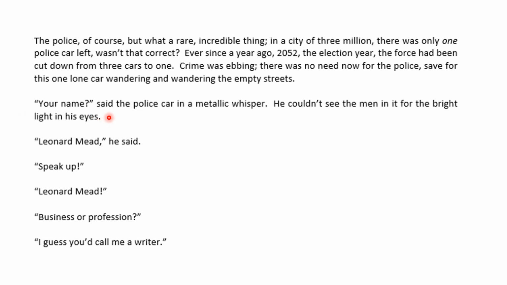So, in this dystopian futuristic place, the policemen haven't got out the car and shouted at the man. The police car itself is having this metallic whisper. We saw earlier it being described as a metallic voice.